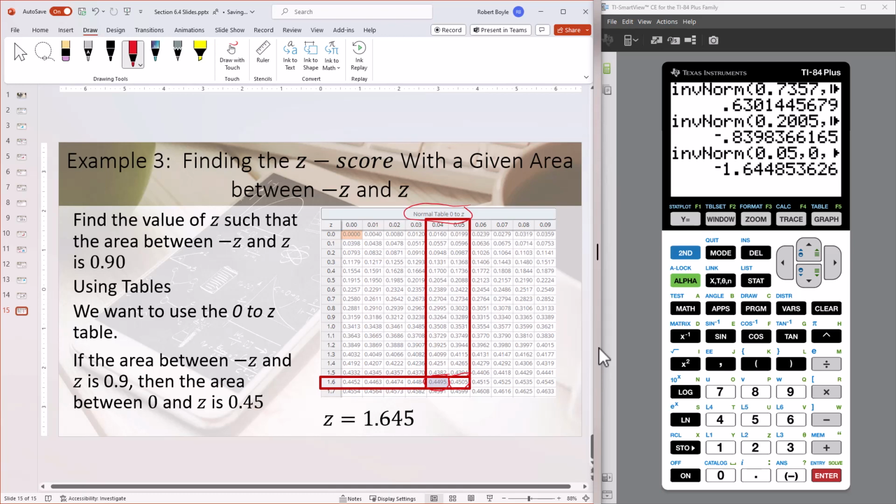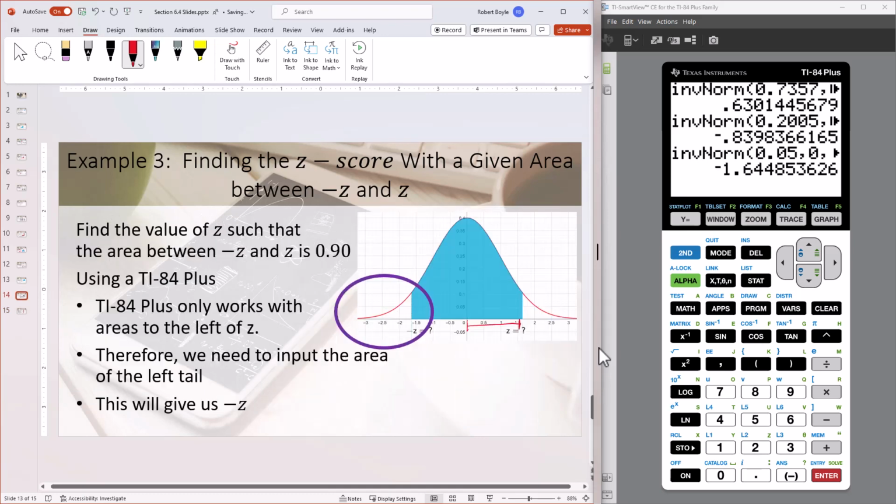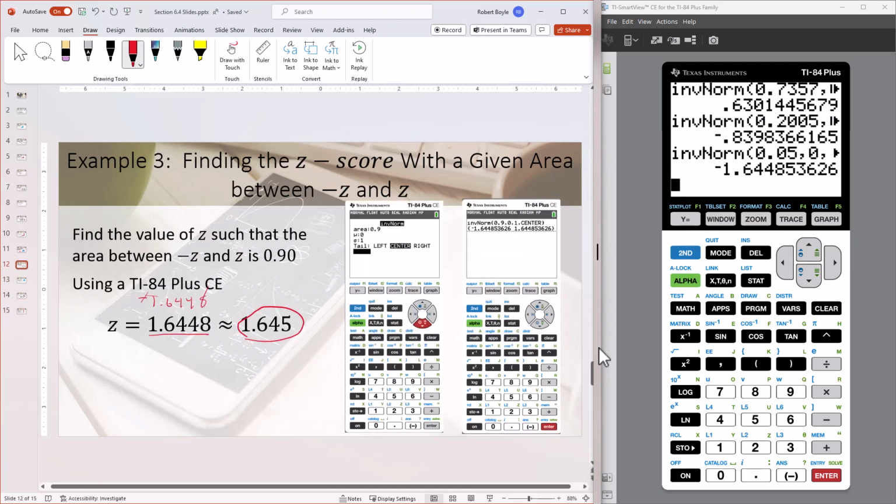So essentially, a z-score of 1.64 is below it. The z of 1.65 is above it by the exact same amount. And so the average of the two is going to be 1.645, which is exactly what we got when we used the TI-84.